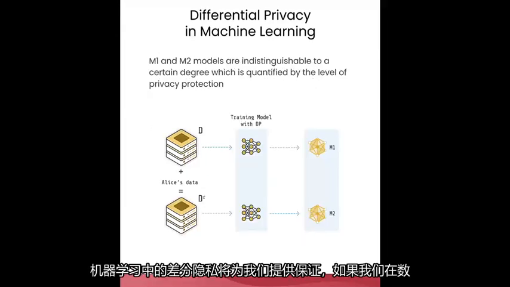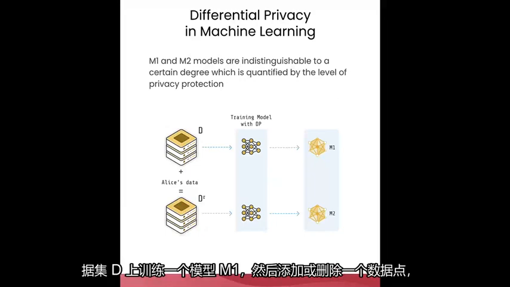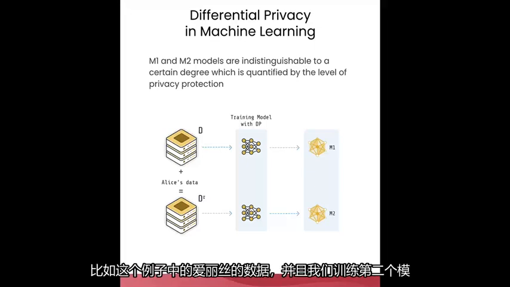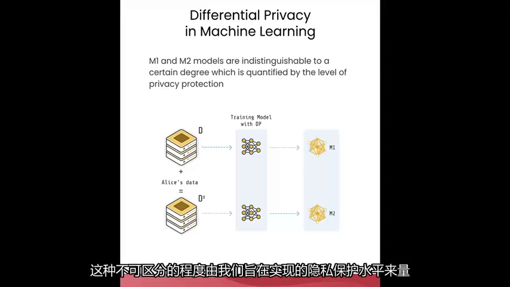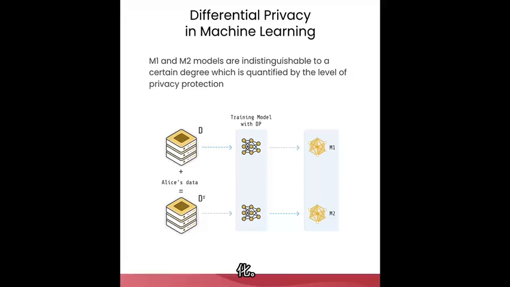Differential privacy in machine learning would provide us with the guarantee that if we train a model M1 on dataset D and then add or remove a data point, such as Alice's data in this example, and we train a second model M2, the resulting models M1 and M2 will be indistinguishable to a certain degree. This degree of indistinguishability is quantified by the level of privacy protection we aim to achieve.